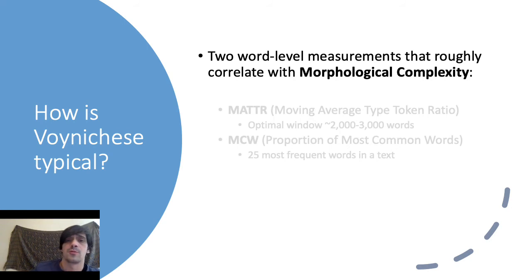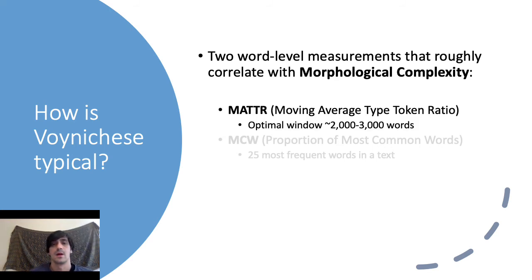Two other measurements that we've been looking at seem to roughly correlate with morphological complexity, by which I mean whether a language is more isolating or more agglutinating, whether a word tends to have only one morpheme or multiple morphemes in it. And the first of these measurements is the moving average type token ratio, which is the type token ratio under a particular window of words averaged over this window throughout the text. We found an optimal window to be about 2,000 to 3,000 words.